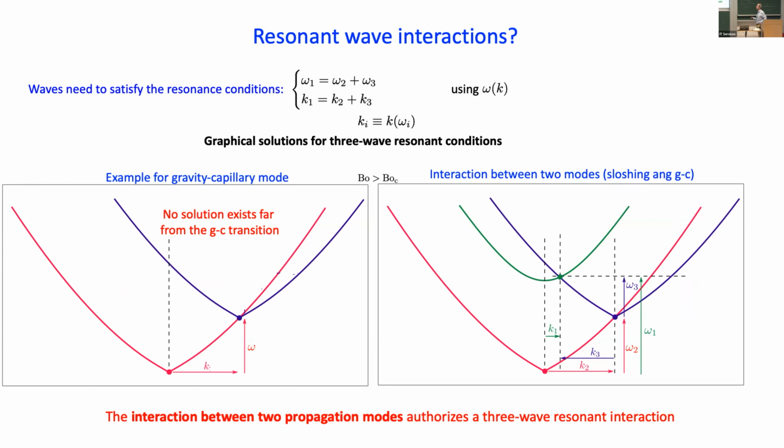And you see that for gravity-capillary modes, far from the gravity-capillary transition, you have only the convex gravity-capillary branch, and you cannot find wave points that satisfy this. But if you add new branches, the sloshing branches, the green one for instance here, you see that you can build free waves that satisfy this resonant wave interaction. So the interaction between the two propagation modes authorizes three-wave resonant interaction.